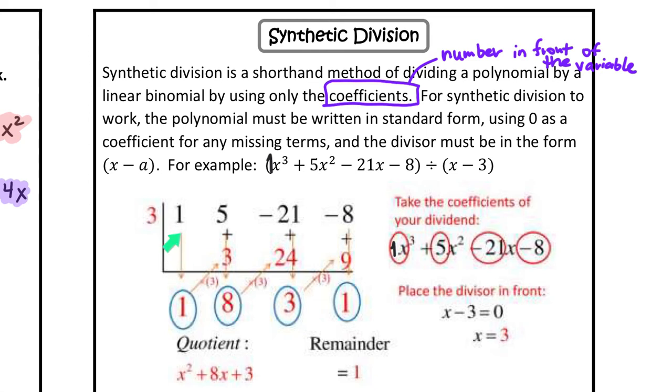Then this is where the fun begins. So you bring down the first term, it's 1. Then you multiply 3 times 1. 3 times 1 is 3. Then you add. What's 5 plus 3? 8. Then you multiply. What's 8 times 3? That's 24. Then you add the negative 21 that was there plus the 24. That's positive 3. Then what's 3 times 3? That's 9. Negative 8 plus 9 is 1.